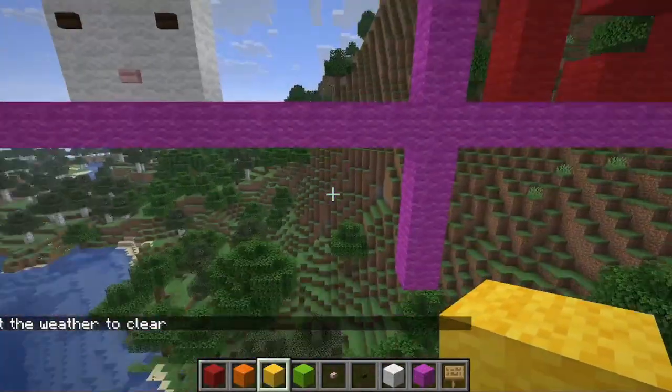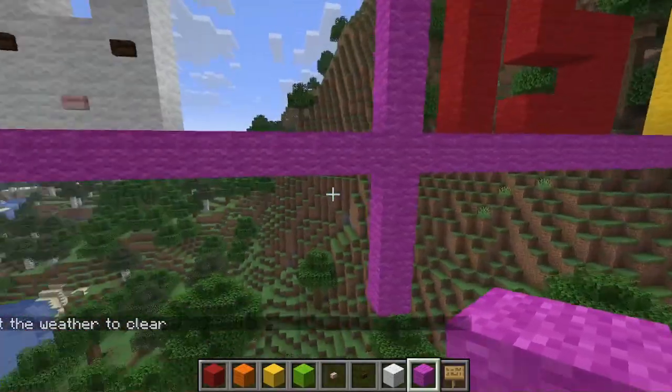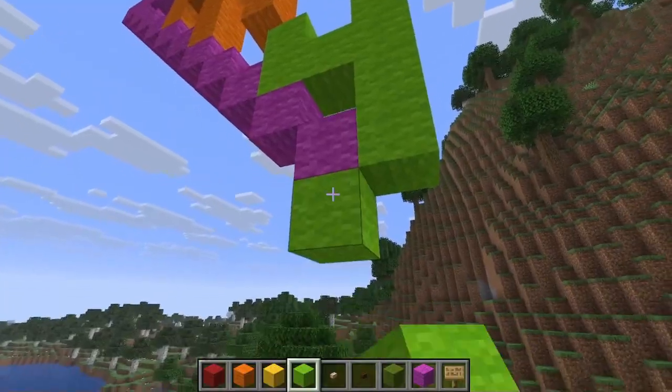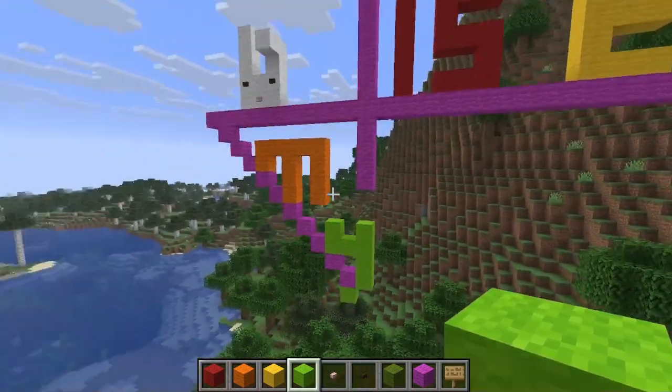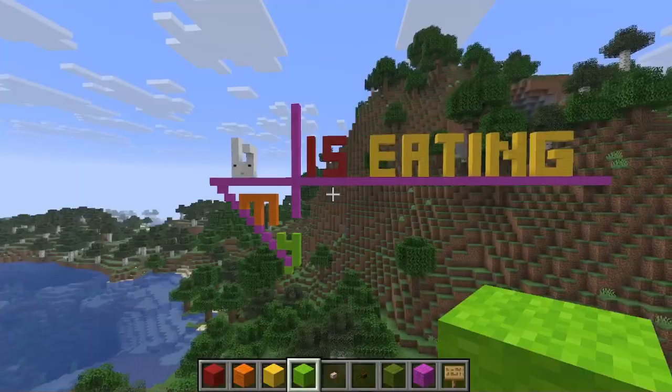Yay! I'm using commands. I've never used commands before. Okay. So now we're gonna put my. Okay, so you get what I mean. It's not supposed to look like that. It's supposed to be diagonal. Yeah, so this is how you diagram that sentence.